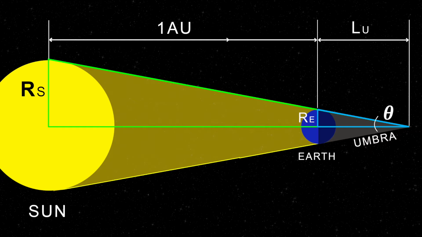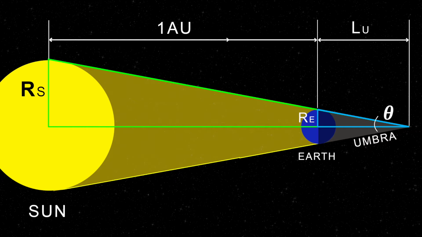The horizontal line running through the objects' centers is partially known to us because the distance from the sun to the Earth is 1 astronomical unit, or 1 AU, the value of which we calculated in an earlier video. The rest of that line segment is the length of the umbra, L sub u. In other words, that side's length is 1 AU plus L sub u.